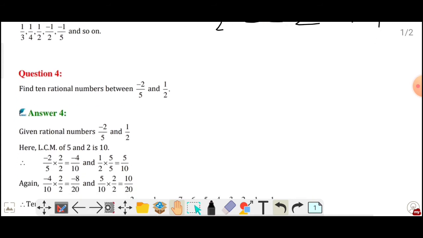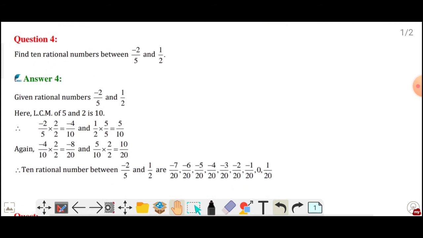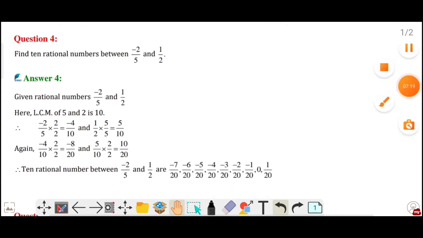Next, question number four. Find 10 rational numbers between minus 2 by 5 and 1 by 2.